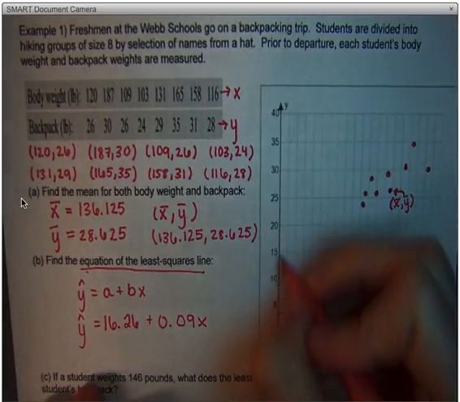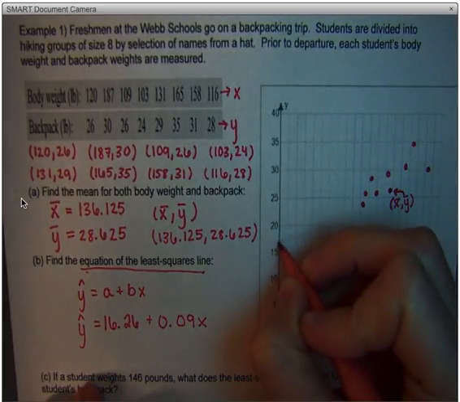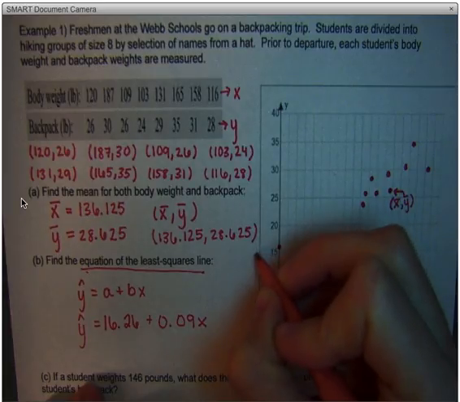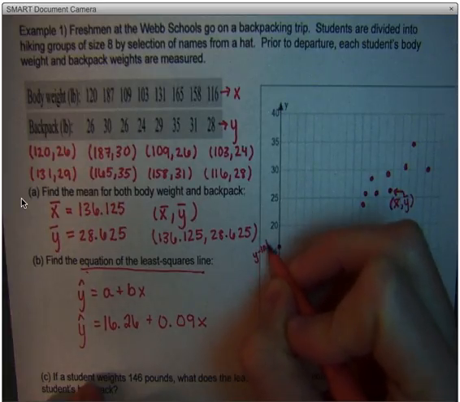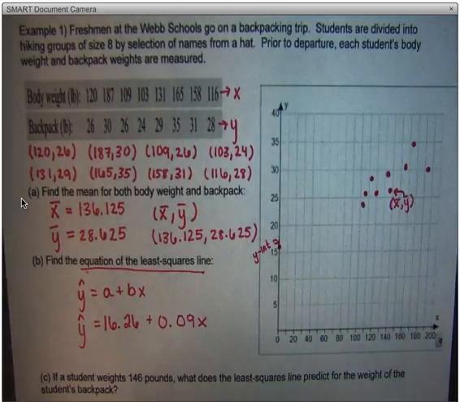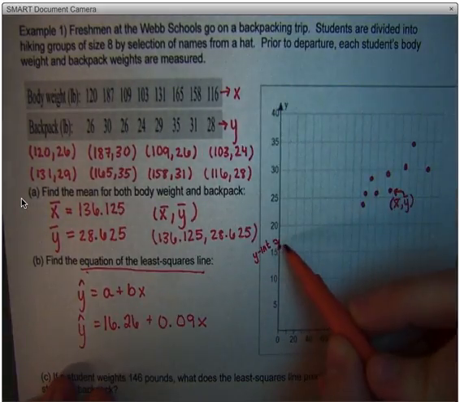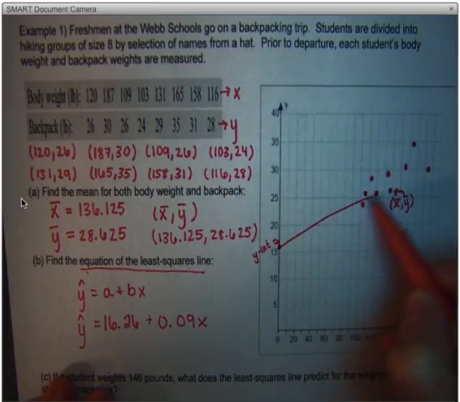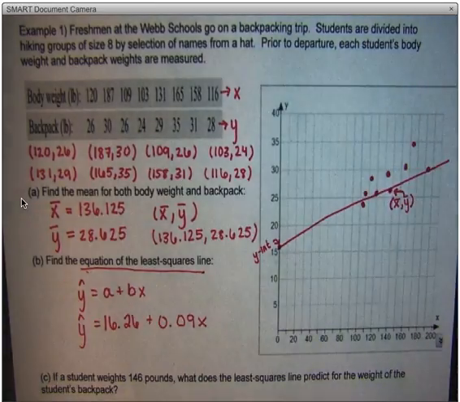So I'm also going to plot that point. So this would be my y-intercept. So now whenever I go to draw my line, I'm going to connect my y-intercept and my x bar, y bar. So that would be my least squares line, or my line of best fit.